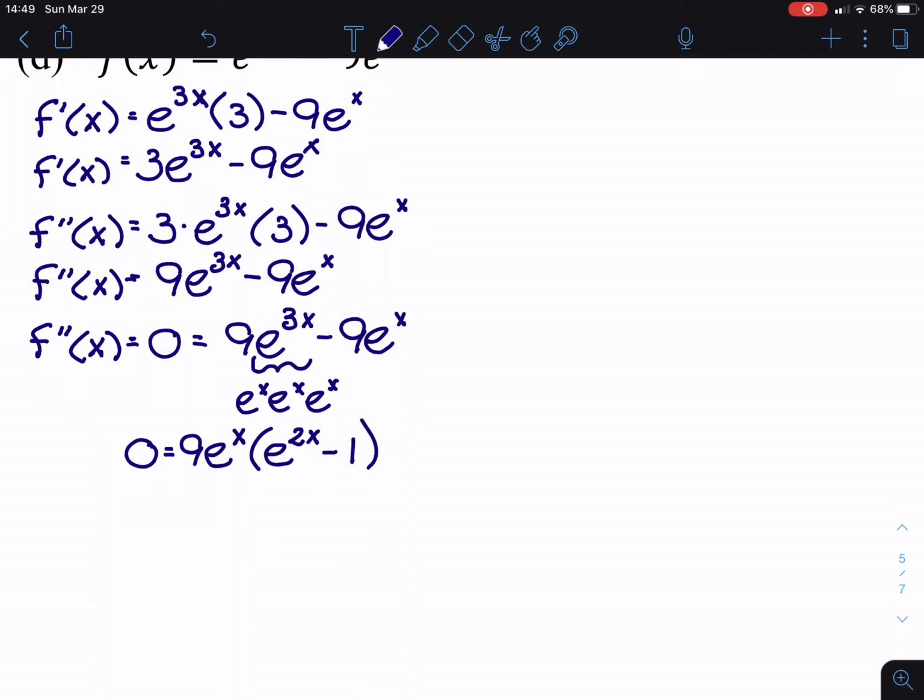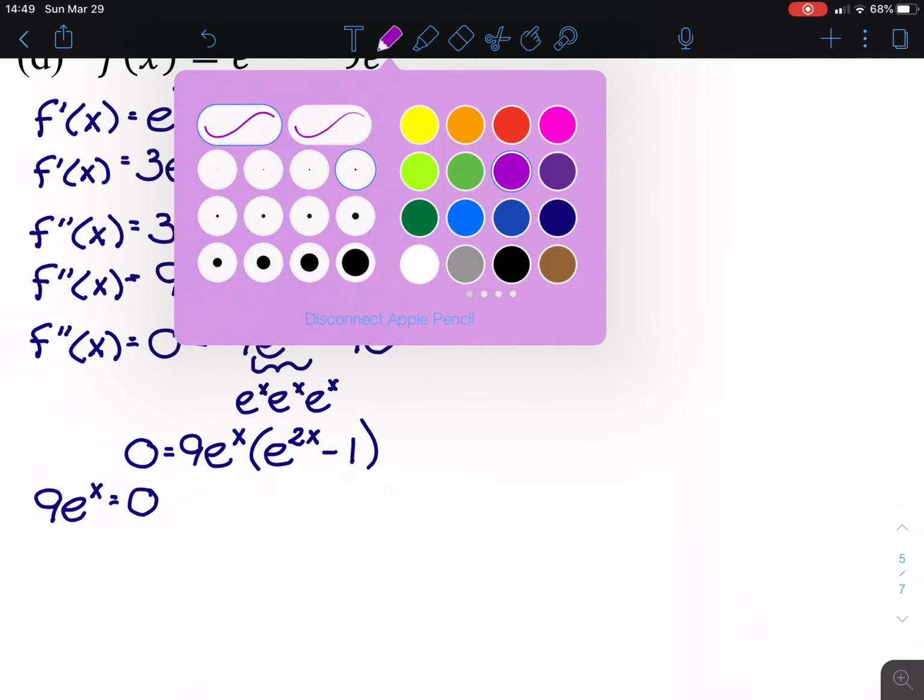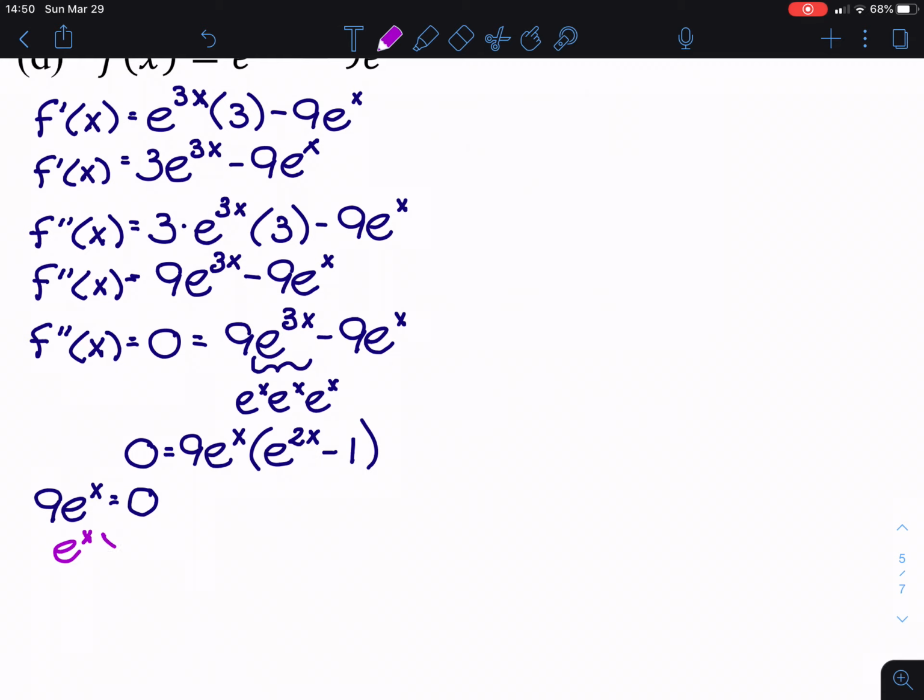All right. So now I can go ahead and set each piece equal to 0. So 9e to the x is equal to 0. Well, the thing to remember is that e is a positive number. No matter what I put in for x, e to that exponent will always be greater than 0. So e to the x is always greater than 0, so there is no solution to make this first equation true.